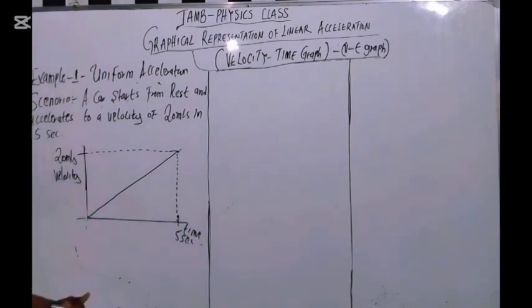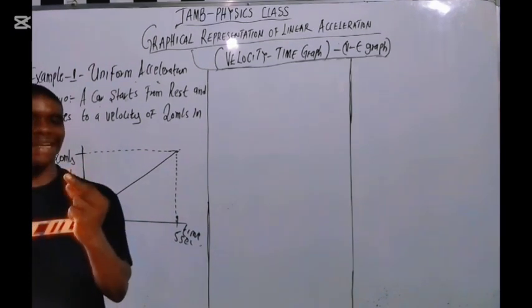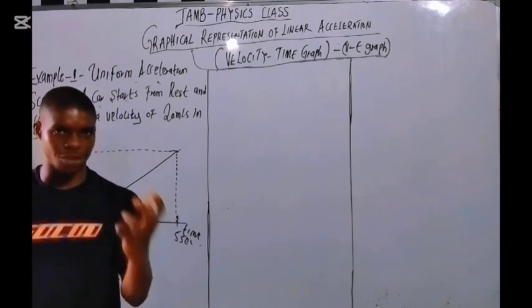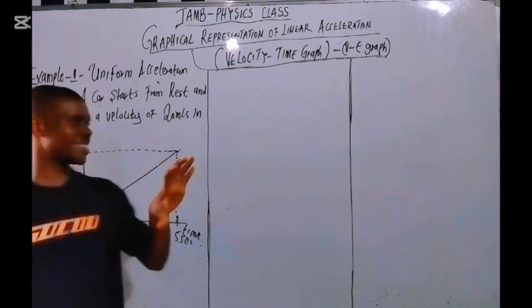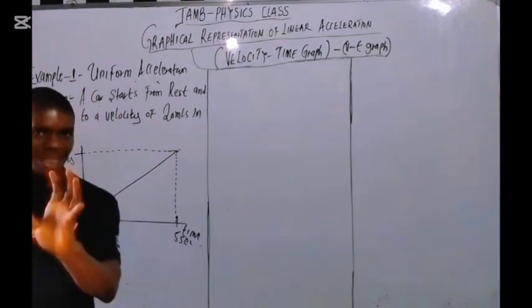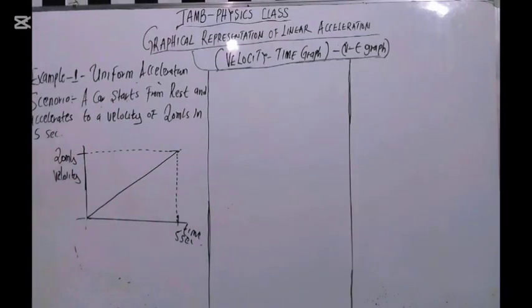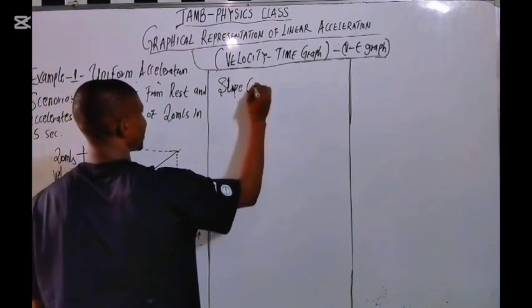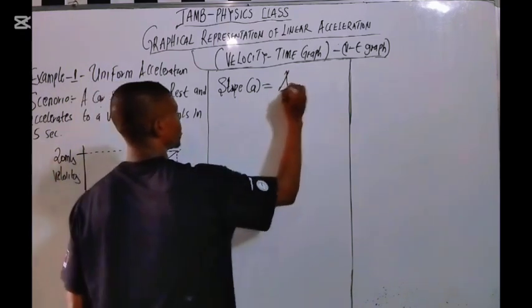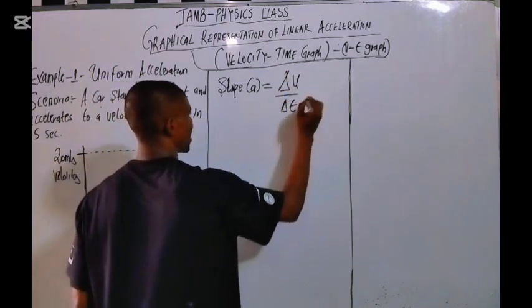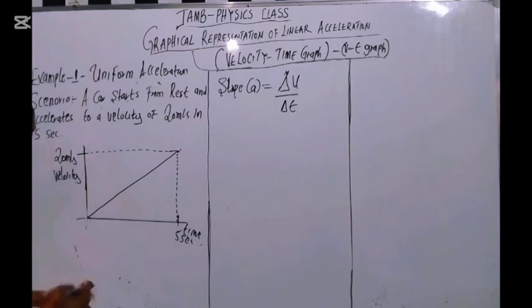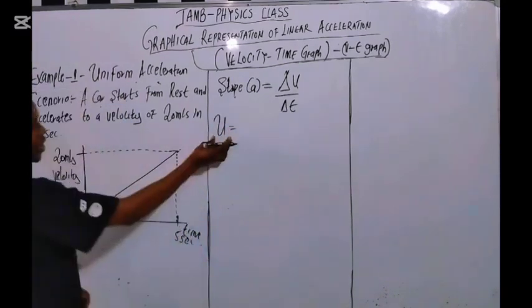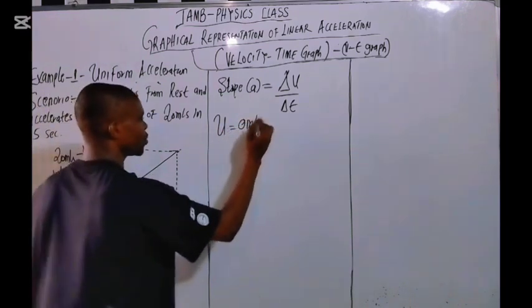So how do we get the slope and the distance it travels? The slope is acceleration, while the distance is the area it covers, which I'm going to explain here. Please pay close attention. Look at the slope, which is the acceleration: change in velocity over change in time. Because it starts from rest, my initial velocity is 0 meters per second.